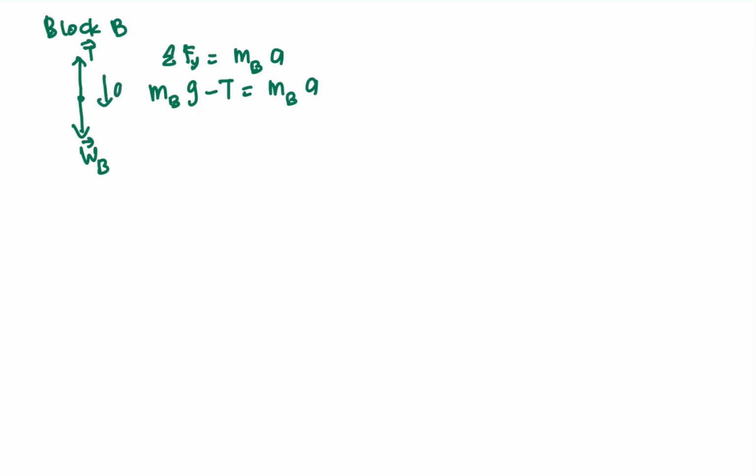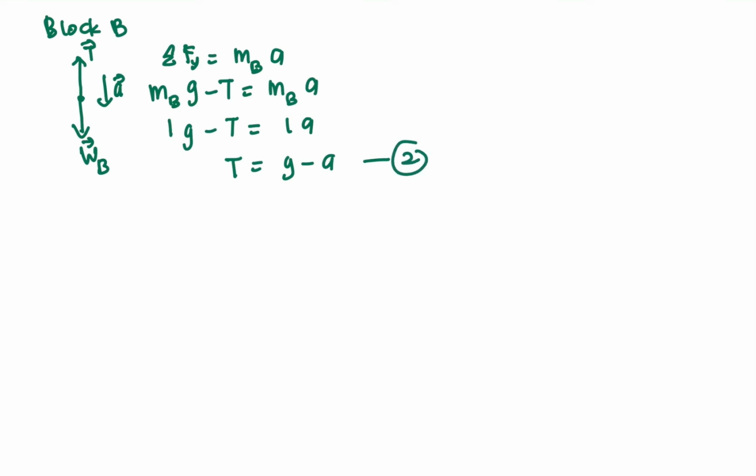So for block B, your free body diagram is tension upward and WB downward. Summation Fy is equal to MB a. So MB g minus T is equal to MB a, because acceleration is downward. Okay, now what do you get here? Substitute values. 1g minus T equal to 1a, so T equal to g minus a. So this will be the second equation.